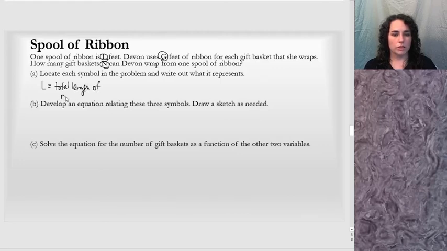I don't think anybody's going to fight with me on that. L, one spool of ribbon. The whole spool equals the total length of ribbon. All right. So Devin's going to cut the ribbon up and use so much ribbon per gift, right? So they're saying G feet of ribbon for each gift. So G is going to be the length of ribbon for one gift.